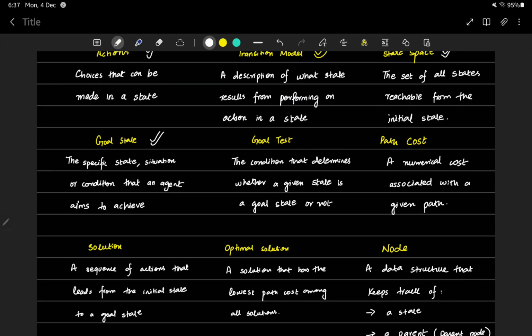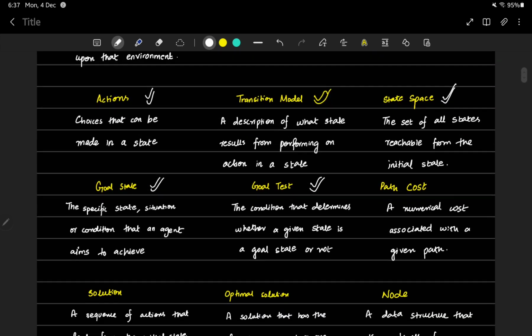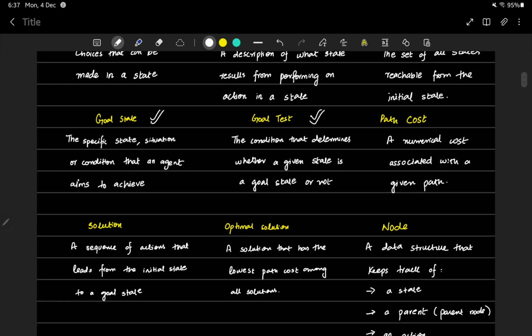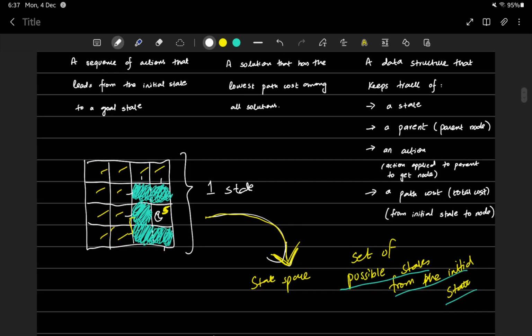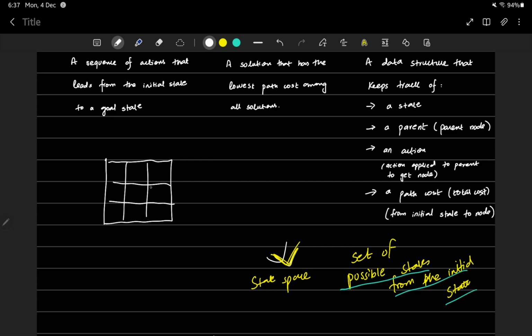Okay, so now let's talk about goal test. Goal test is a condition that determines whether a given state is a goal state or not. And there is a very simple way to understand this. Imagine this is my grid. And this is my goal state. This is my starting state. And let's say this is my indexes or numbering of this grid.